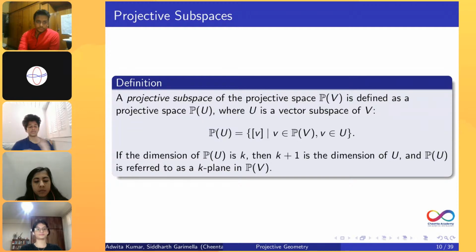Yep, so projective subspaces. I know we've discussed this already a little bit, but just as a brief overview of what they are. A projective subspace of the projective space P(V) is defined as a projective space P(U), where U is a vector subspace of V. If the dimension of P(U) is k, then k plus 1 is the dimension of U, and P(U) is referred to as the k-plane of P(V). Next slide, please.